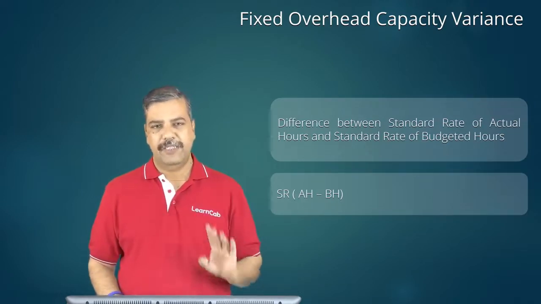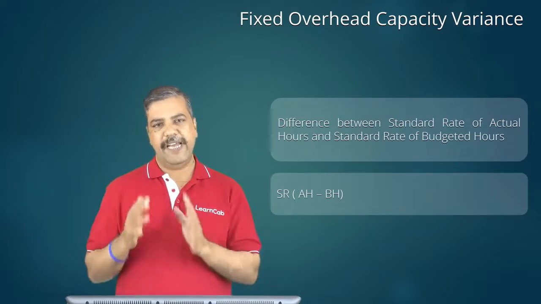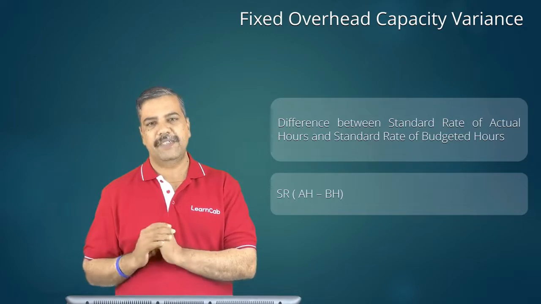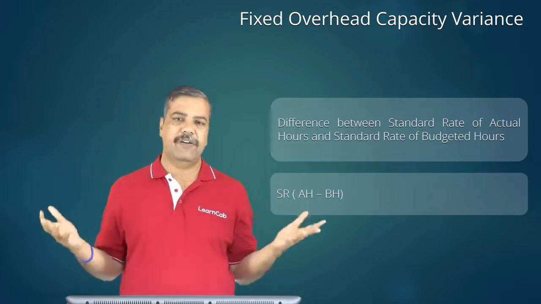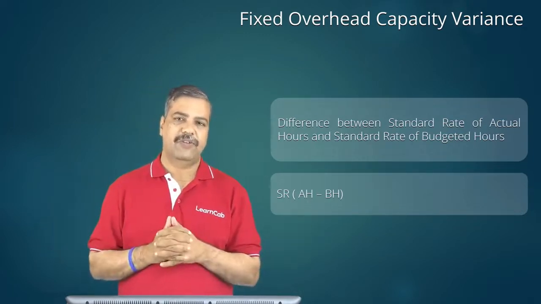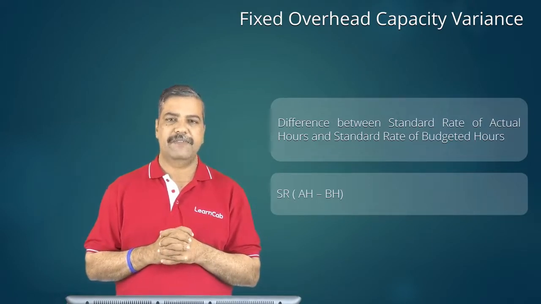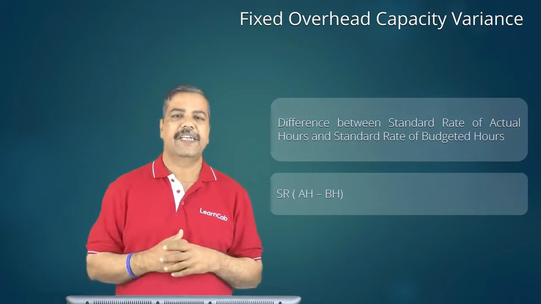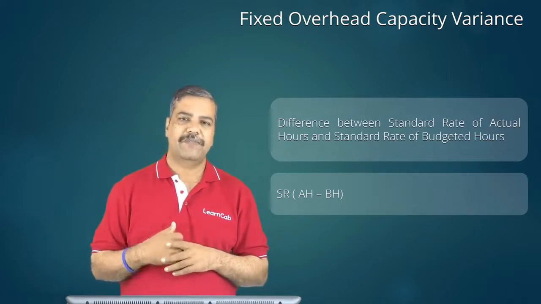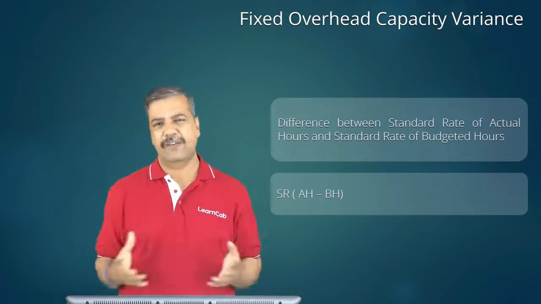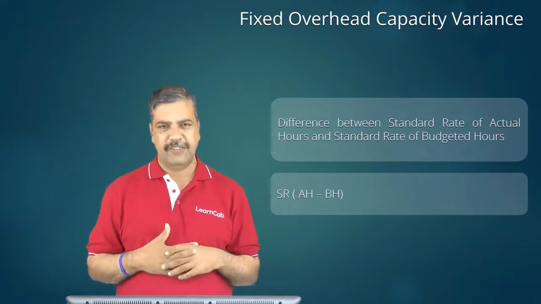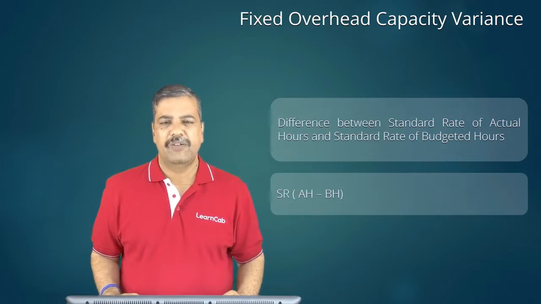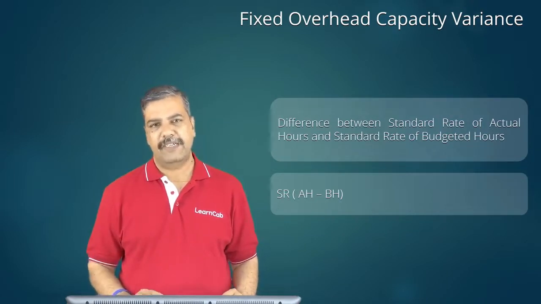So here also we are doing the same thing. SR we are taking, AH minus BH. BH is budgeted hours. What are your budgeted hours? That will already be available in the system for you. At the time of preparation of the budget itself, they will tell you that the plant is put into production for so many hours per day, in order to manufacture so many units. Those things are all done in the basic costing itself. So standard rate, open the bracket, AH minus BH gives you the capacity variance. That's very important.